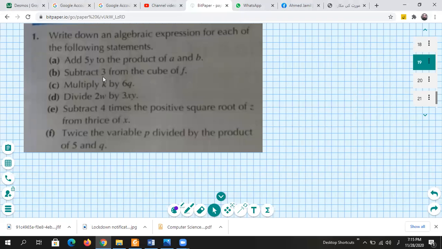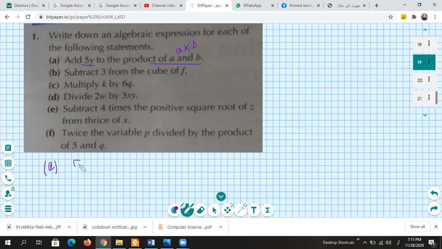add 5y to the product of A and B. So this is part A: add 5y to the product of A and B, which will be A multiply B. Product means multiplication, so the product of A and B means A multiplied by B. And then add this product, A into B, to 5y.